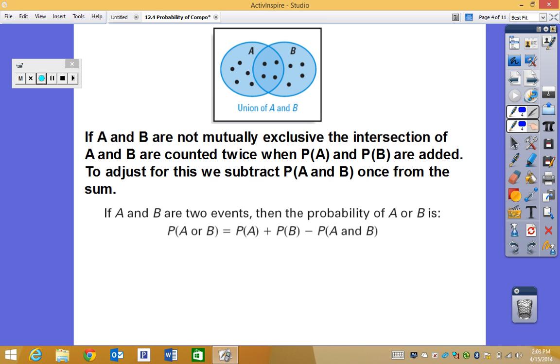Here is a Venn diagram showing events that are not mutually exclusive. In other words, they have something in common. So if I simply add and find the probability of A plus the probability of B, I would be counting this intersection twice. So in order to calculate, we need to add the probabilities together, but we need to subtract the intersection, the probability of A and B, so that I do not count it twice.